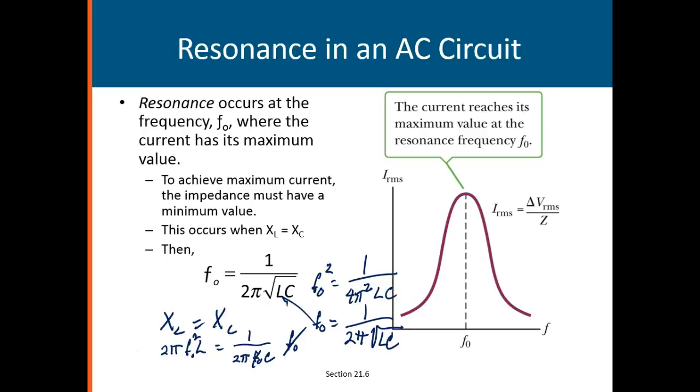And that maximum, this is IRMS is delta V RMS over Z. That's from our delta V RMS is equal to Z times IRMS. That's from there.